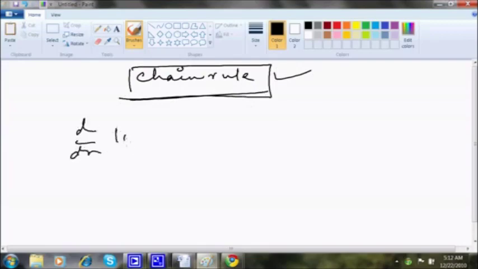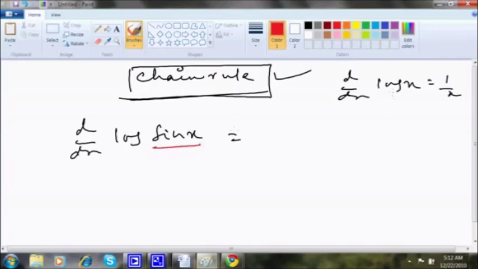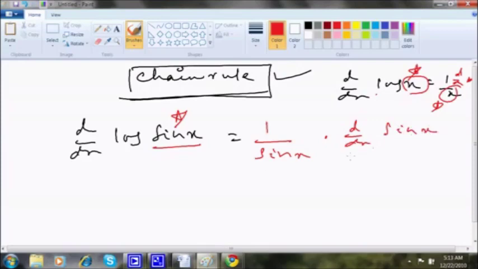For example, dy dx of log of sin x. So how will I know this? First of all, think: dy dx of log x is how much? 1 by x. Now, is it x? No, it's sin x. I told you that anything other than x is a star, so this is a star now. If it is x, it is x. If it is a star, it is a star. So log of x is 1 by x, log of sin x is 1 by sin x, obeying the star form. But the only thing is dy dx of star will get multiplied, so into dy dx of sin x, because sin x is my star. So this is 1 by sin x into dy dx of sin x, which is cos x. So this is cos x by sin x, and cos x by sin x is called cot x.